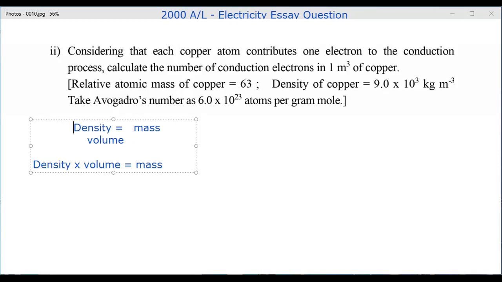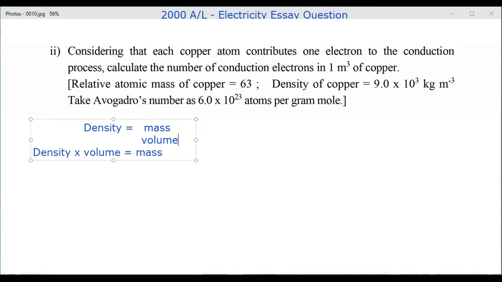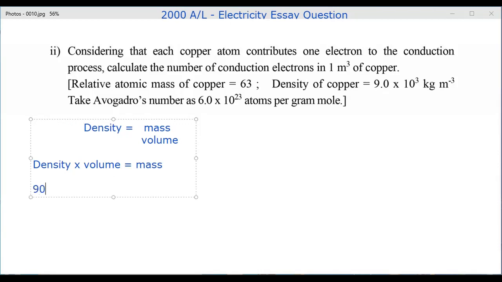Right? So first I have written the equation: density equals mass over volume. Then I have taken volume to the other side by cross multiplication. Finally, I have obtained that density times volume equals mass. They have given the density of copper as 9,000 kilogram per cubic meter. Unit volume means one. Then we get the mass. So 9,000 into 1 is 9,000.